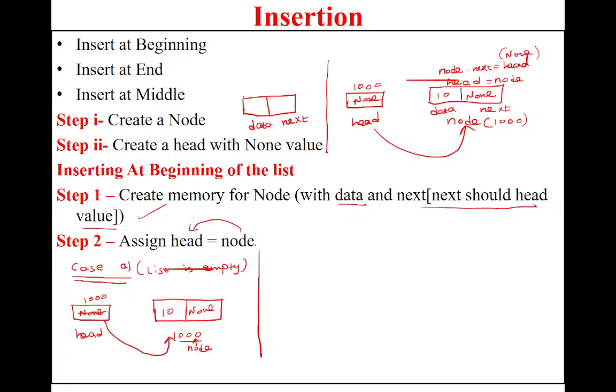What is case B? Let us assume a linked list is already there. Already one linked list is there.